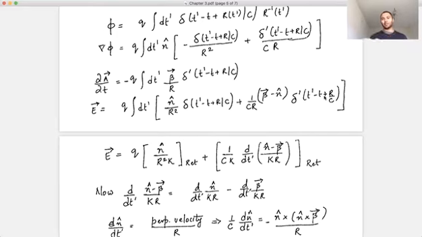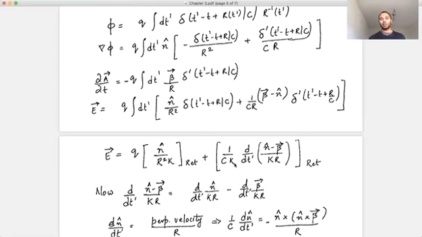The other kappa is going to come from the fact that you need to take the derivative of this function with respect to t prime minus t plus r by c. But we want to write it as just a derivative with respect to t prime. So there's a chain rule and another factor of kappa that comes in. So that's the second term here.